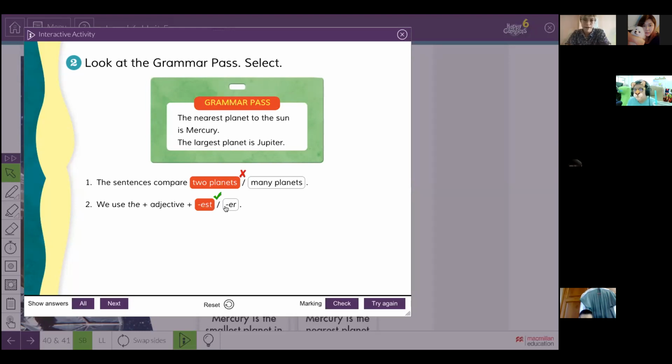So you can think about it like ER is 2 letters. It's comparing 2 things. EST is 3 letters. It's comparing more than 2 things.